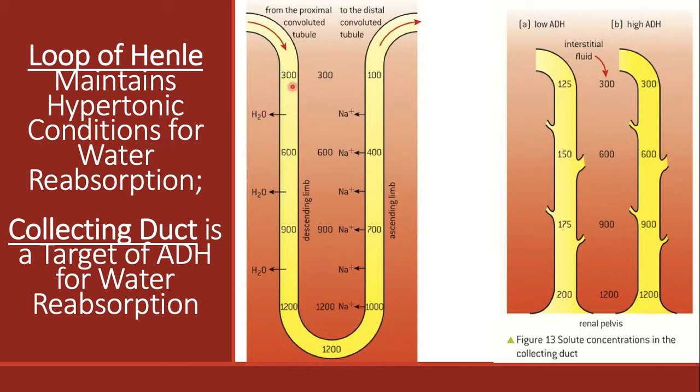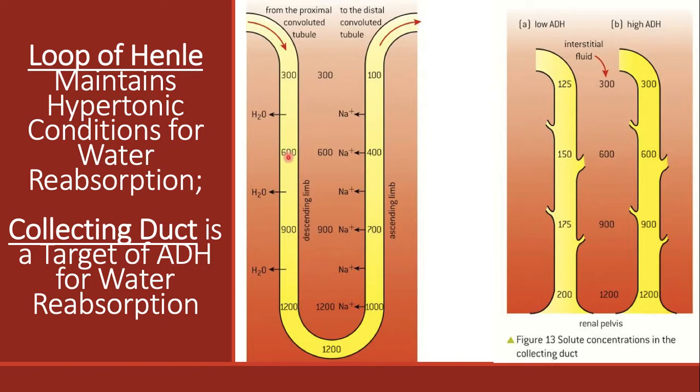As water comes out, that makes the filtrate more concentrated. So now the filtrate maybe is equal to the outside. Now it's 500 and 500, so there's no net movement. But then as the 500 moves down, and now we're in the 600 area, water is going to come out because it's attracted to the 600 area. And as water moves out, now they're both 600.